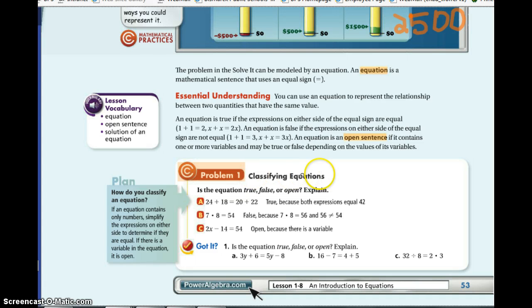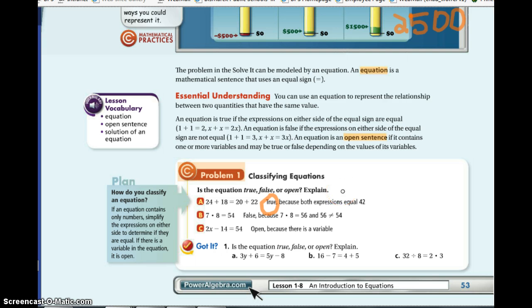So problem number 1, classifying each one of these equations. We want to classify it as true, false, or an open sentence. An open sentence means that it has a variable in it. If it has a variable in it, it may be true or it may be false. So we are specifically stating, is this true, is it false, or is it open? If I take a look at letter A, I can very specifically say 24 plus 18 is equal to 20 plus 22. So yes, this is a true statement.